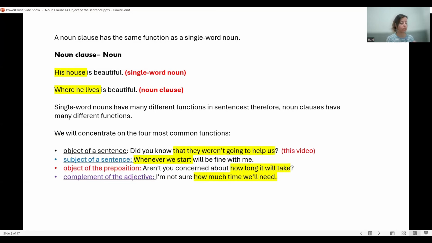In this particular video, we will focus on the first function of the noun clause as the object of a sentence. So where can we see the object? In the second position in a sentence. But just look at the other functions. We have subject of a sentence, object of the preposition, and complement of the adjective. So these are the functions of the noun clause. And our main focus in this video is the first one, object of a sentence.